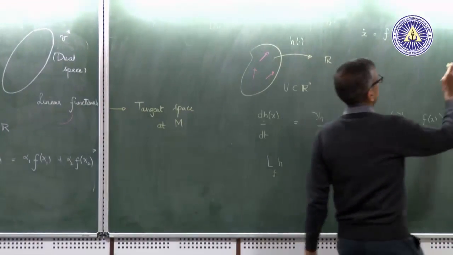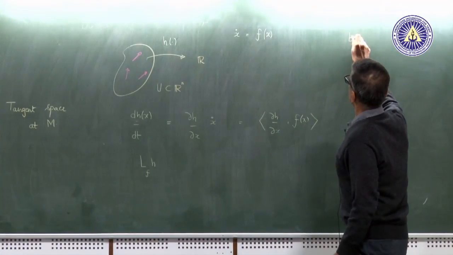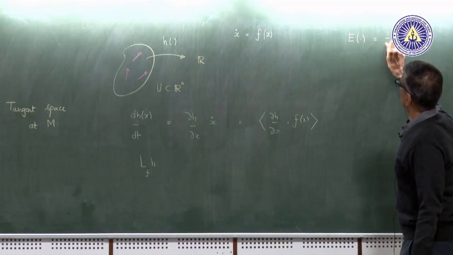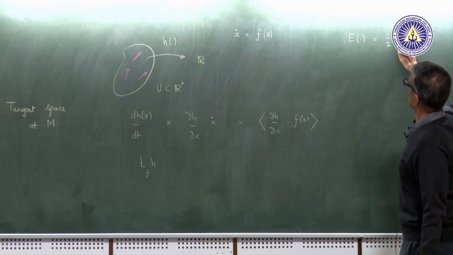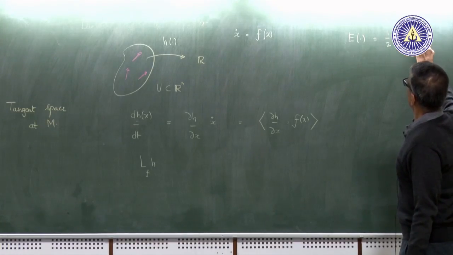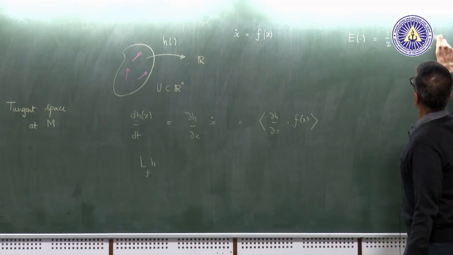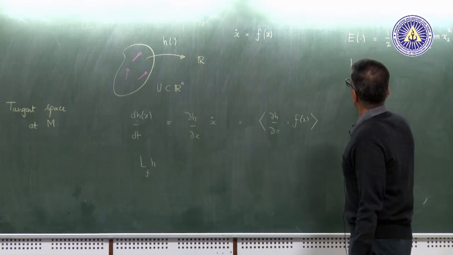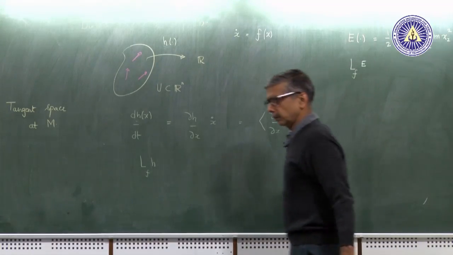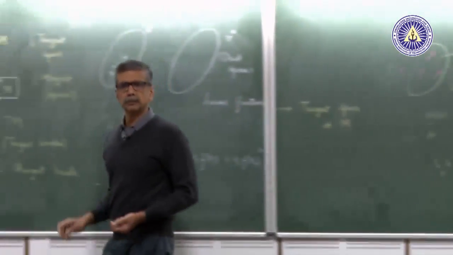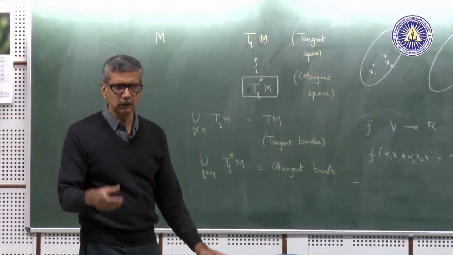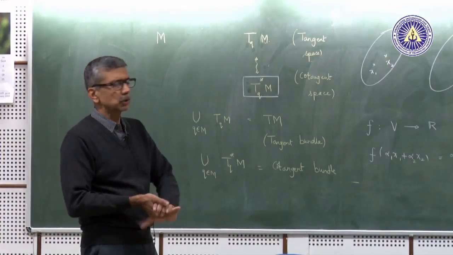So, if you looked at your system yesterday, the simple harmonic oscillator, if you defined an energy function which was half k x1 squared plus half m x2 squared, now you could evaluate it along the vector field f. What will you get when you do that? I do not have the vector field right now, but we wrote down the system yesterday. So, can you check what you will get?